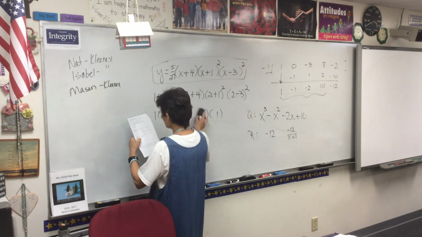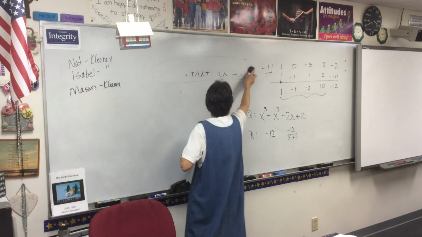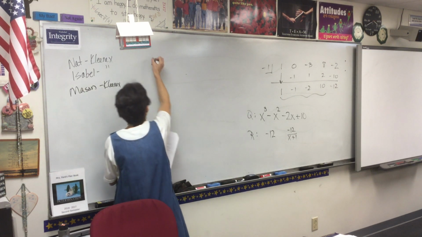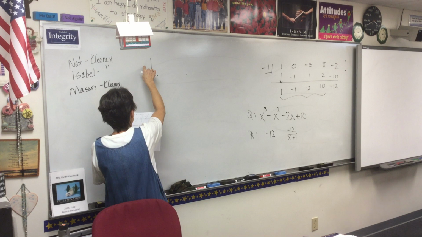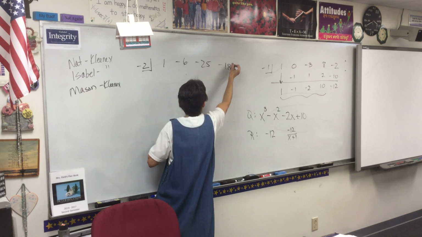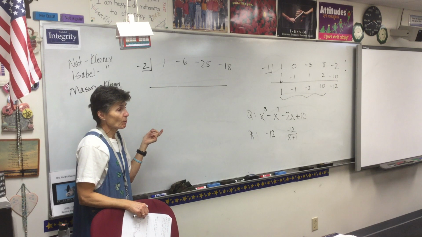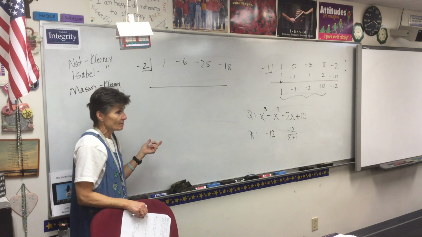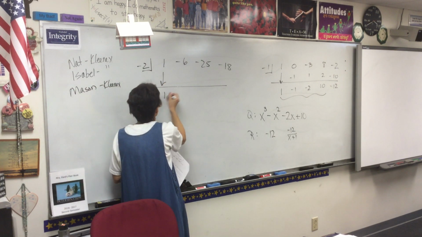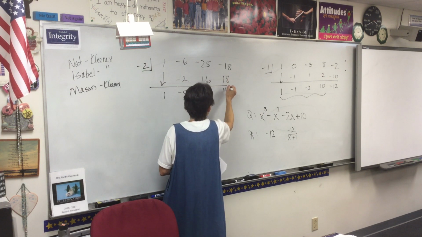Here we go. If x plus 2 is one factor, find the other factors. So what do I do? Divide. So in the box goes negative 2, 1, negative 6, negative 25, negative 18. Basically, gang, isn't this just like one of those guessing problems, except they're saving you the trouble of guessing? They're telling you, okay, use this number. And of course, you better get 0, which you do.